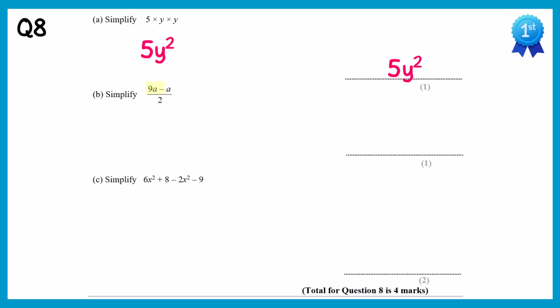In part B, we need to start with 9a subtract 1a. 9a subtract 1a is 8a. And then we need to divide this by 2. That's just like doing half of it, and half of 8a is 4a.